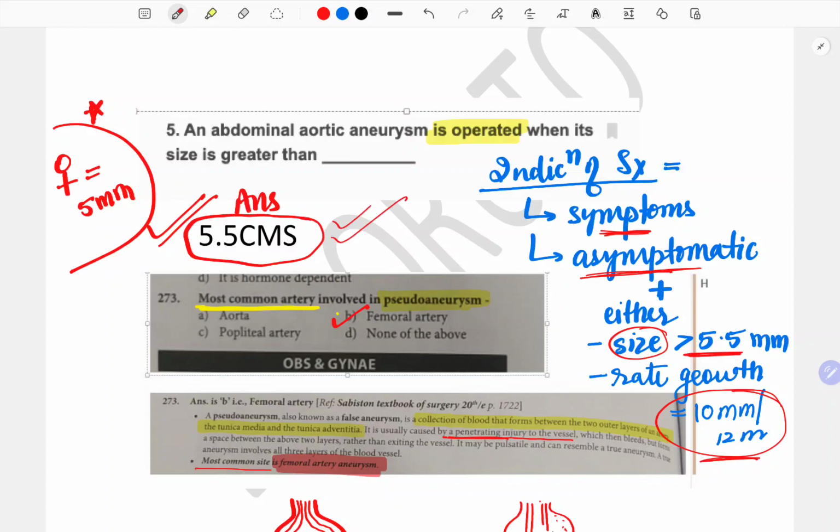In females, the cutoff is 5 mm. So if in question female is mentioned 5, if not then 5.5. So this is the answer.